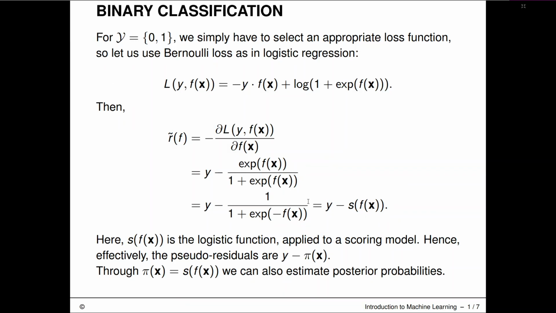So, as I said, the general extension is really simple. We select an appropriate loss function. We have discussed this at length in this lecture, how our options look like for classification. We said that the Bernoulli loss that is also used in logistic regression is usually a very good choice.